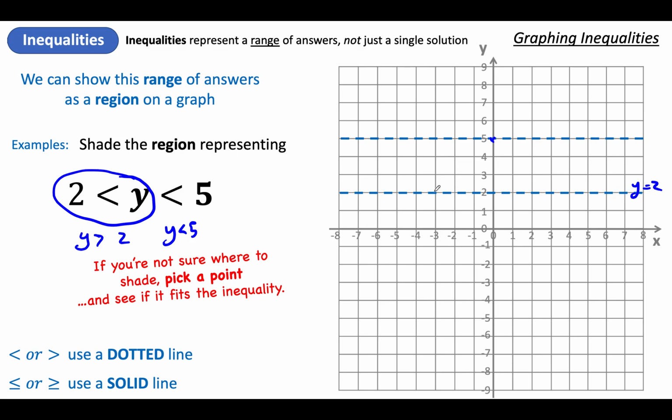Y is bigger than 2. Well, if I'm bigger than 2, it's got to be above that line. Again, draw a point if you're not sure. But also, y is less than 5. Well, there's y equals 5. Anything less than that is under that. So it's in between those two lines that I want to shade.